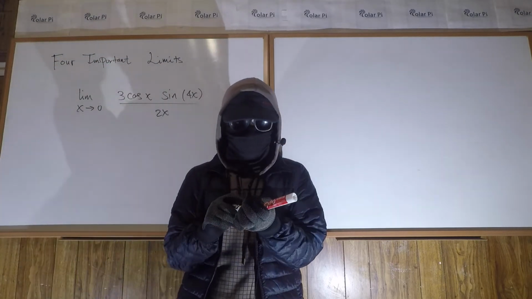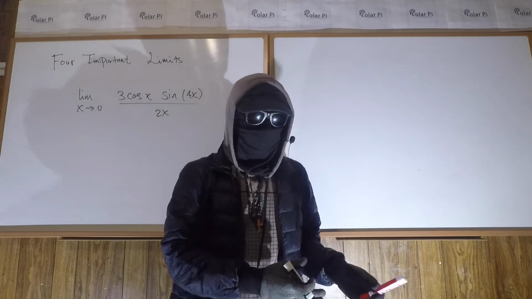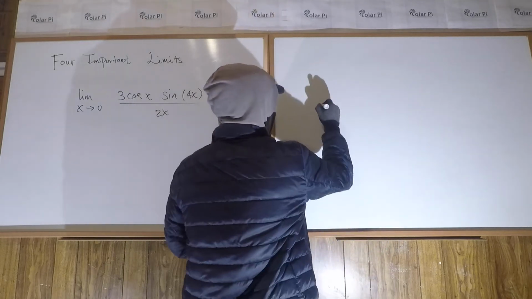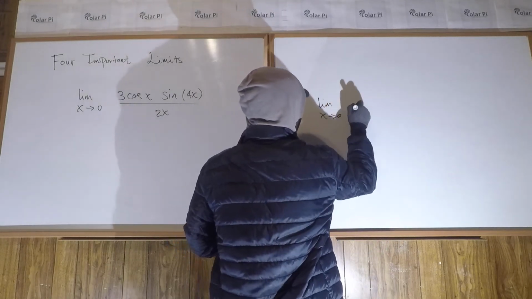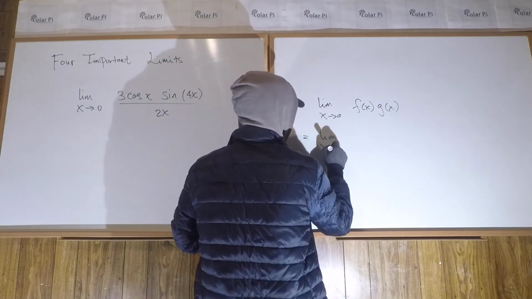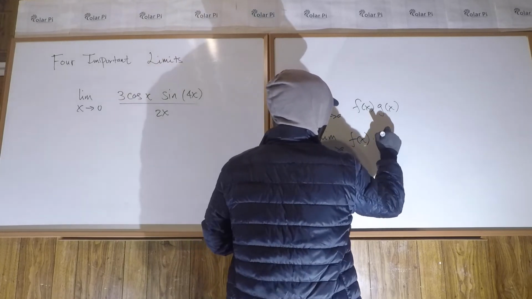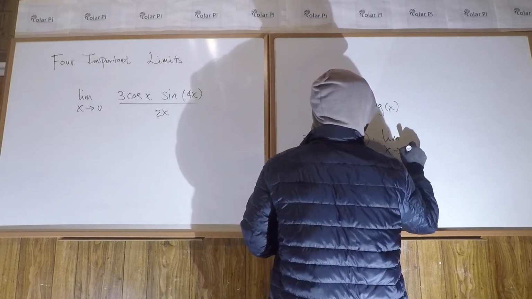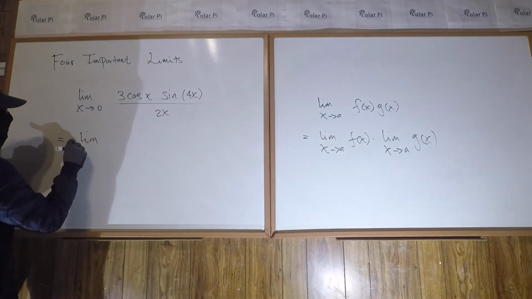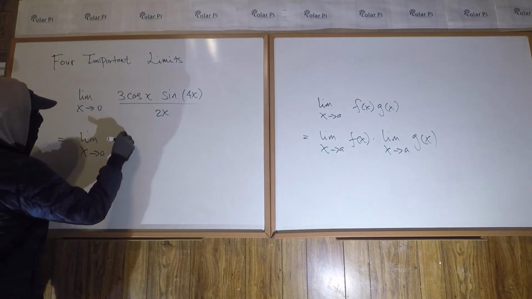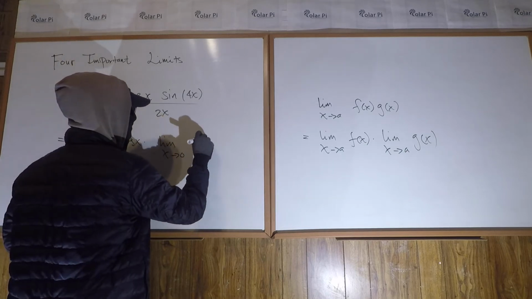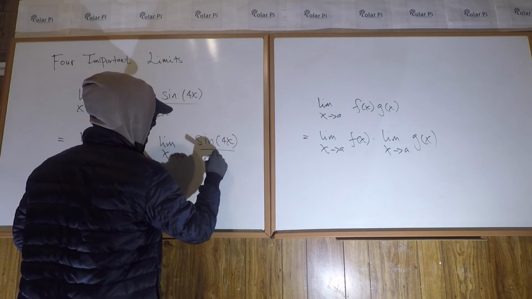Okay, remember, limits have a bunch of properties, one of which is that the limit of the product is equal to the product of the limits. If we have the limit as x goes to a of f of x times g of x, we can write instead the limit as x goes to a of f of x times the limit as x goes to a of g of x. So I want to exploit this property and first write the limit as x goes to 0 of 3 cos x times the limit as x goes to 0 of sine 4x over 2x.